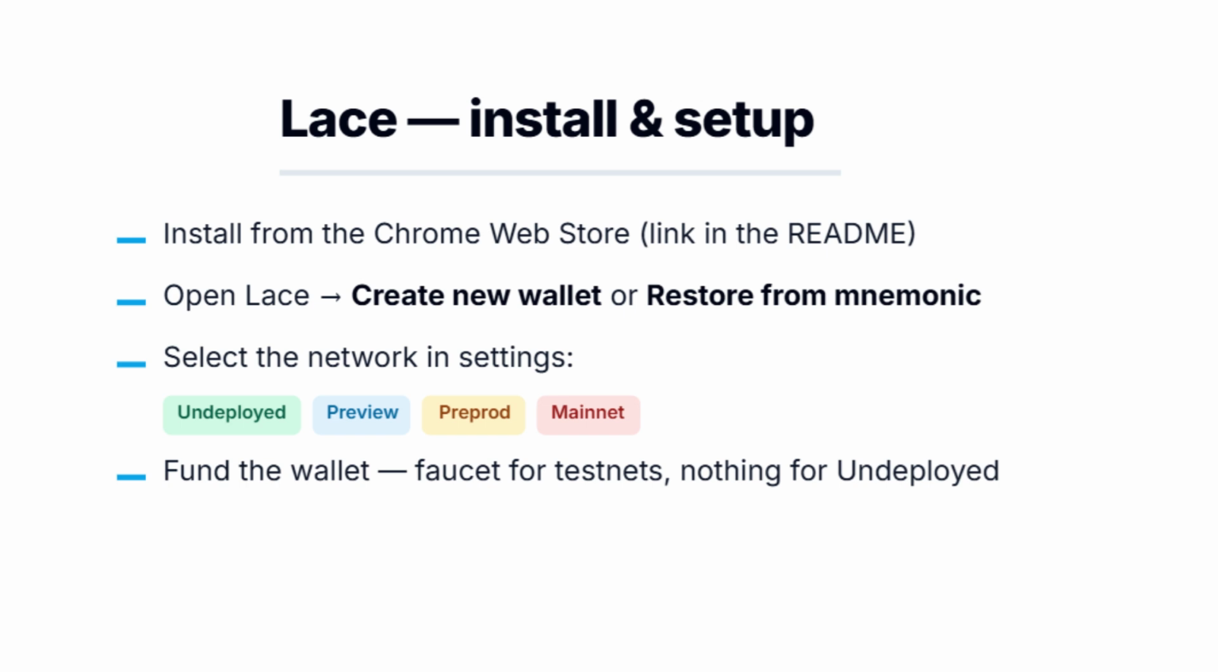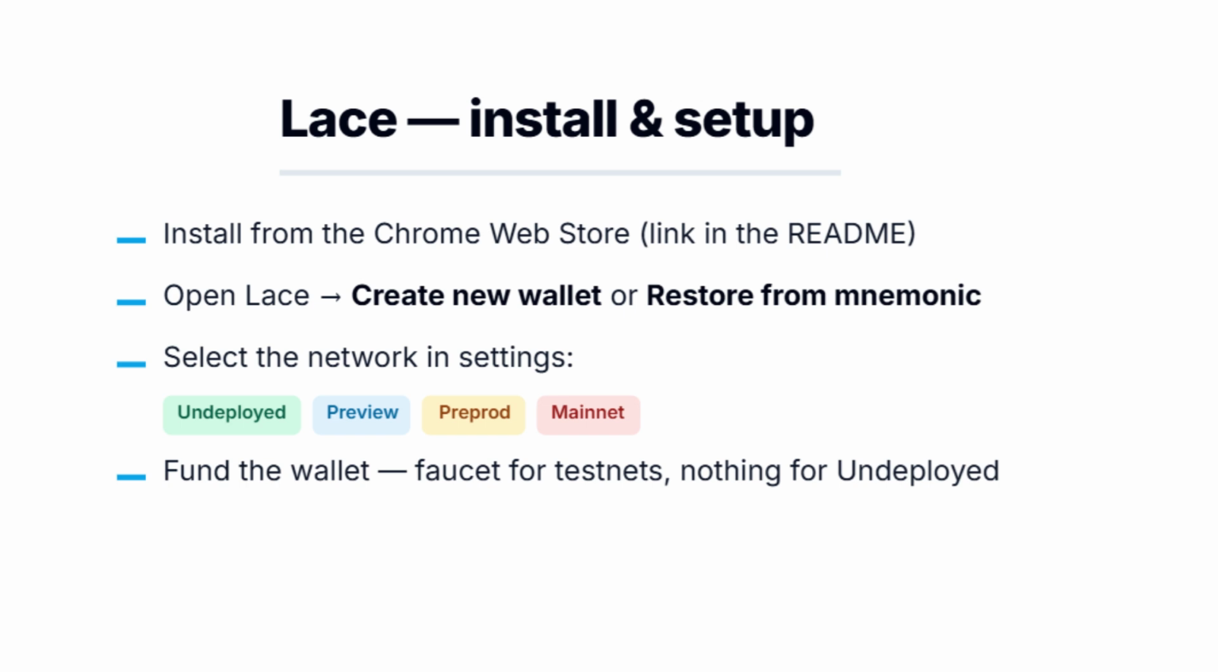Step 3. Pick the network in Lace settings. This is important. If you're gonna test against preview, make sure Lace is on preview. If you are on undeployed, Lace has to be on undeployed. Otherwise, nothing talks to anything. Step 4. Fund the wallet. Faucet for testnet. Nothing to do for undeployed because Genesis is already funded.